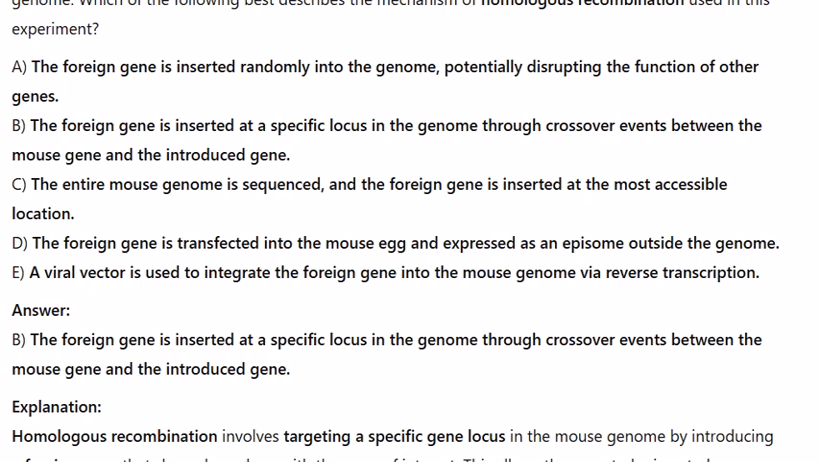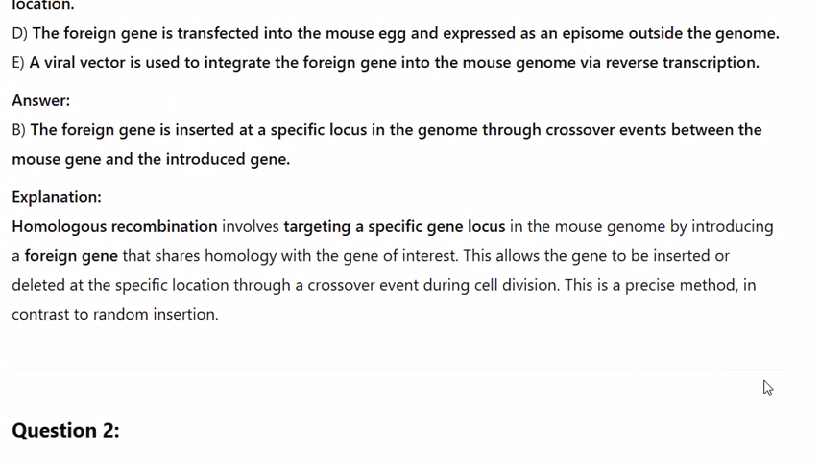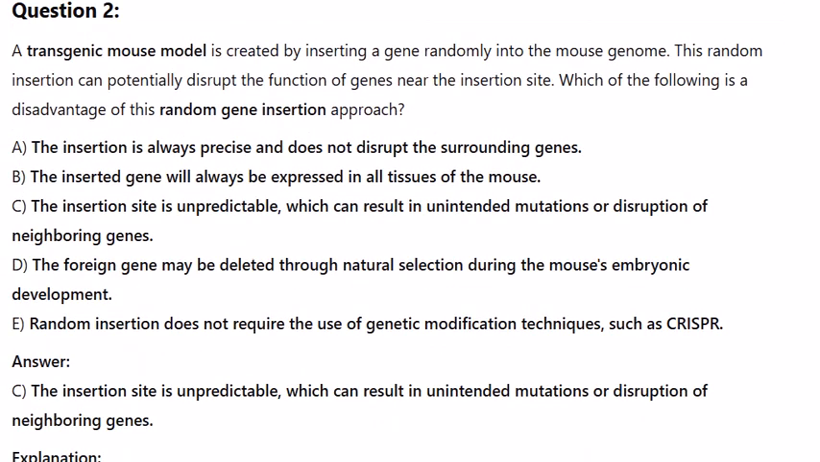This allows the gene to be inserted or deleted at the specific location through a crossover event during cell division. This is a precise method in contrast to random insertion. Question 2. A transgenic mouse model is created by inserting a gene randomly into the mouse genome.